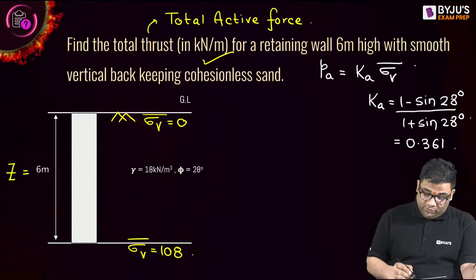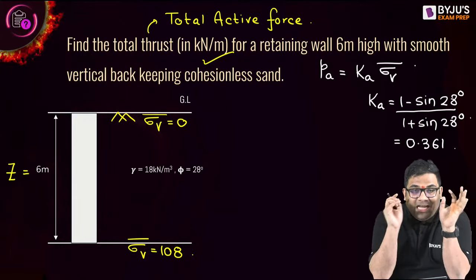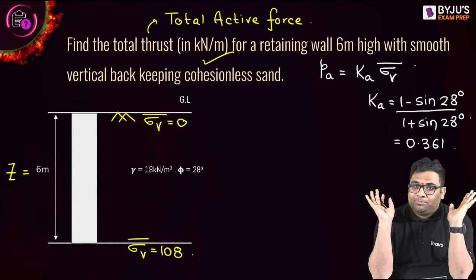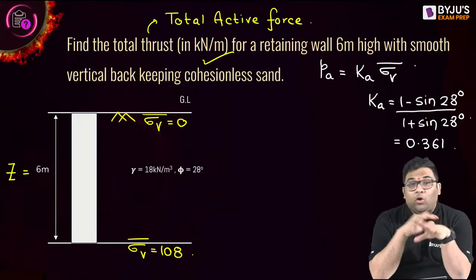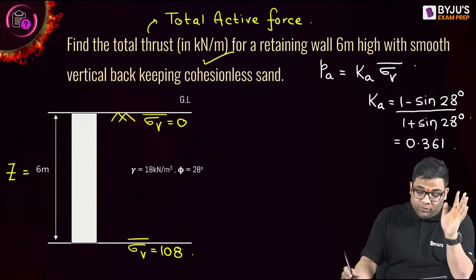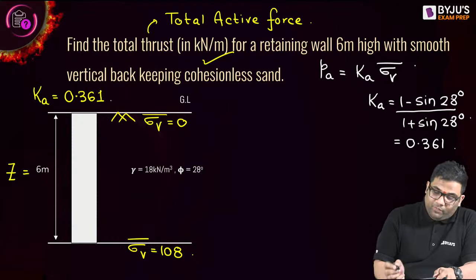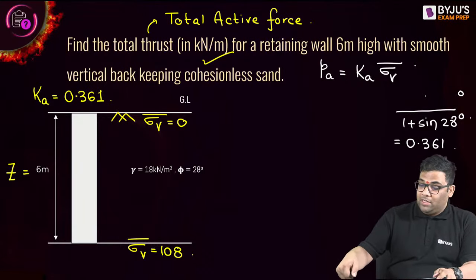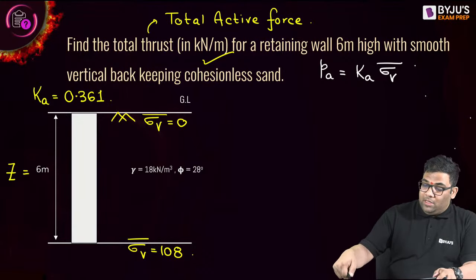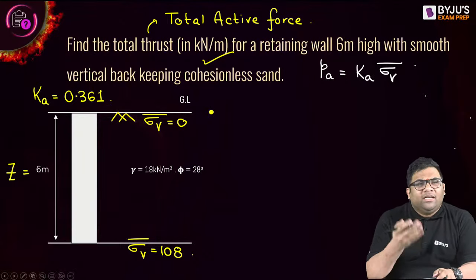I request all the students who are attending this lecture, please don't see it as a movie. Bring your pen and paper, sit with your calculator, and then solve with me. Then you'll understand the lecture. You'll enjoy the lecture also. So Ka is equal to 0.361. Very good. Now, when I find out the earth pressure at top, the vertical stress is zero.